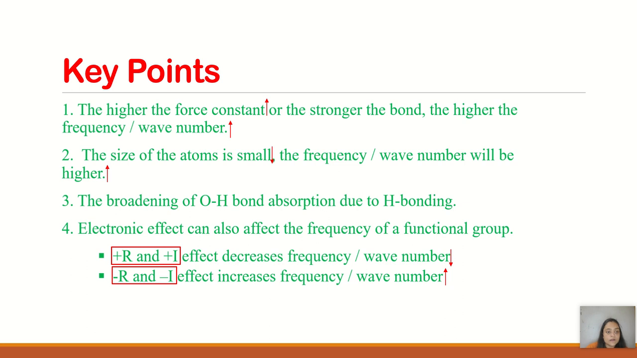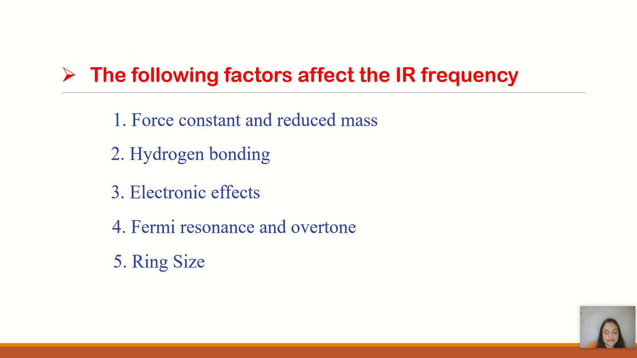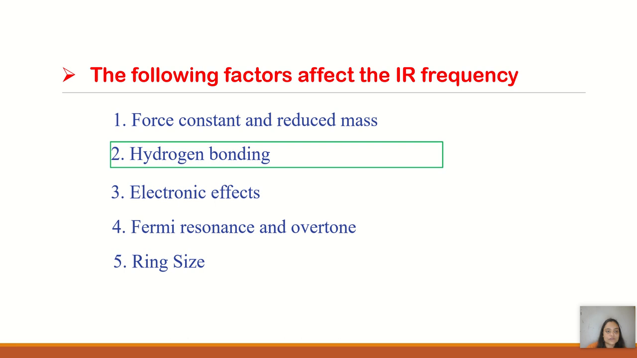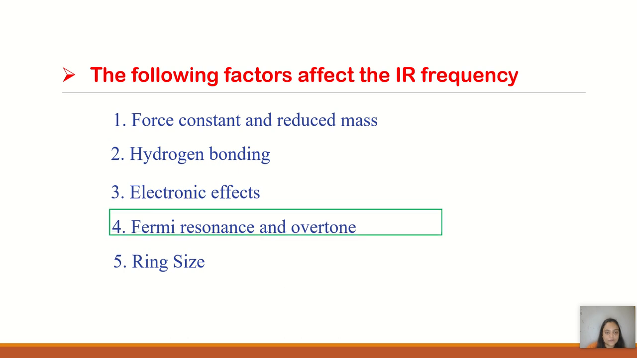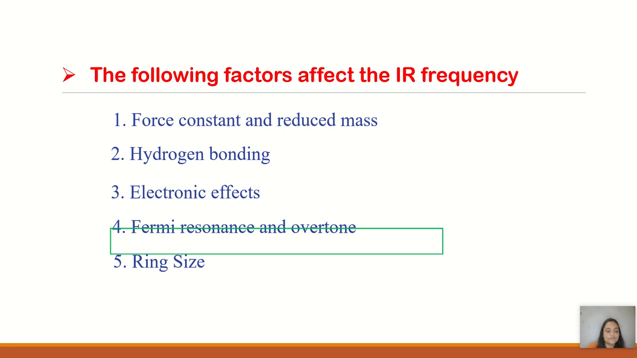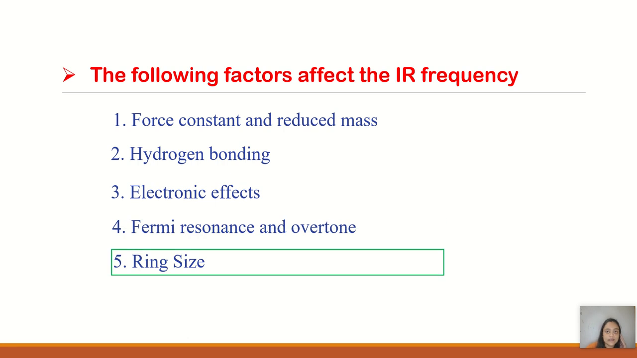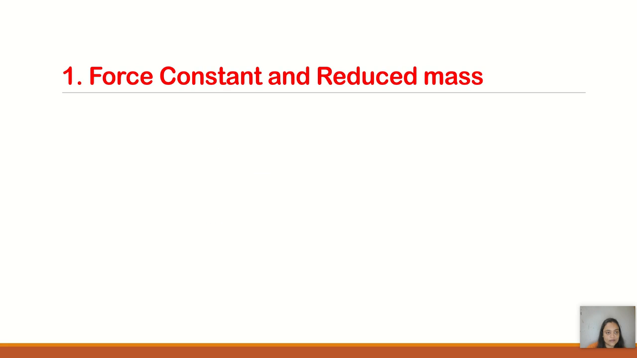Now, what is our theory? Different factors affect the IR frequency. The factors are: first, force constant and reduced mass; second, hydrogen bonding; third, electronic effect; fourth, Fermi resonance and overtone; and fifth, ring size. In this video lecture, we are going to discuss the first three factors.